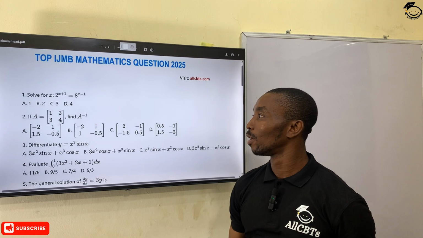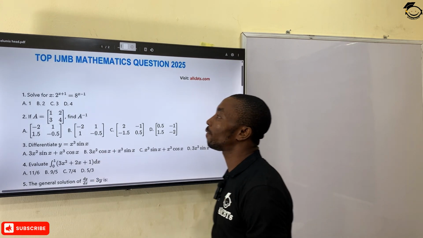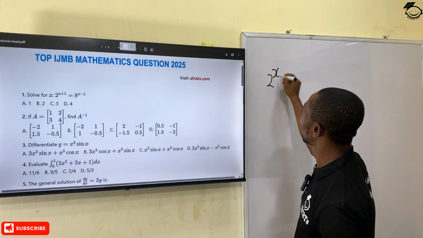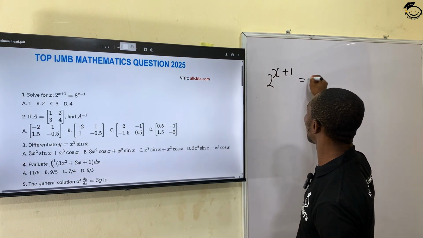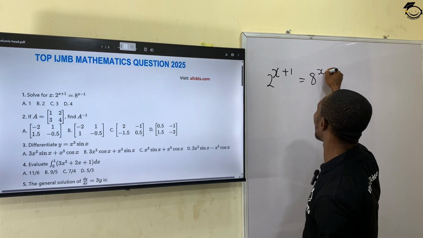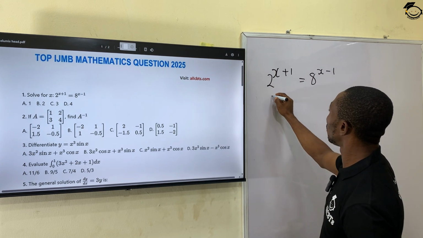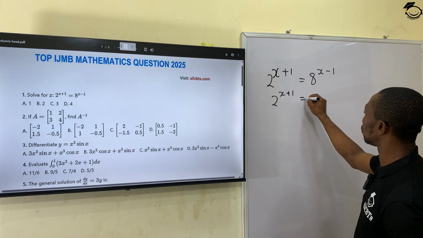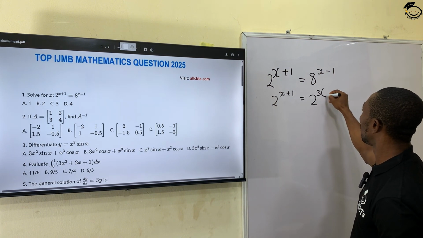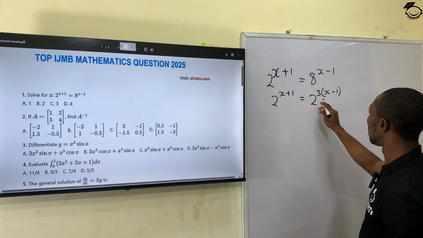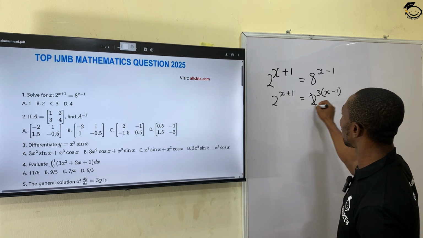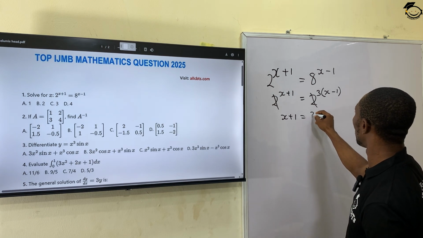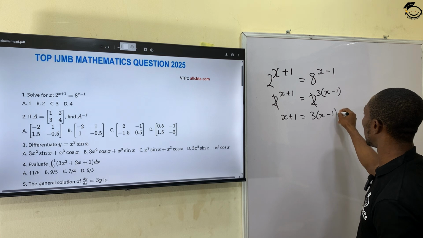Welcome back. Our first question says, solve for x if we have 2 raised to power x plus 1 equals 8 raised to power x minus 1. So this will become 2 raised to power x plus 1. Converting our 8 to base 2, it becomes 2 raised to power 3 bracket x minus 1. Now expanding, equating our bases, we have x plus 1 equals 3 bracket x minus 1.